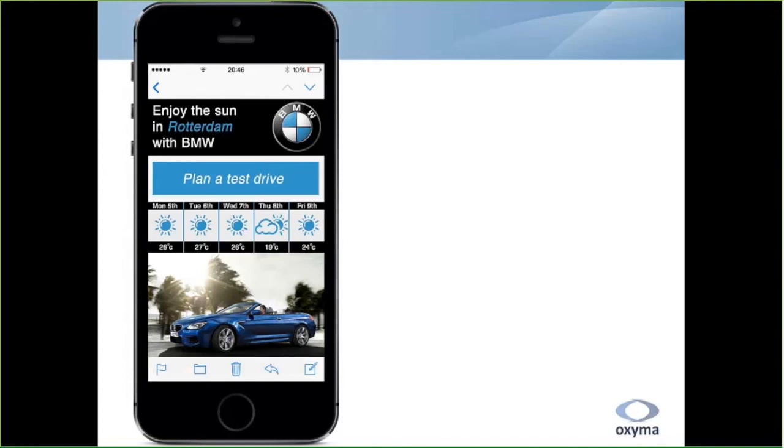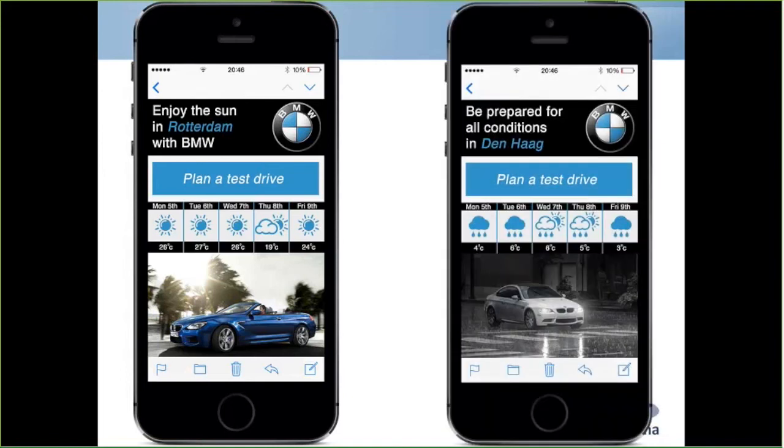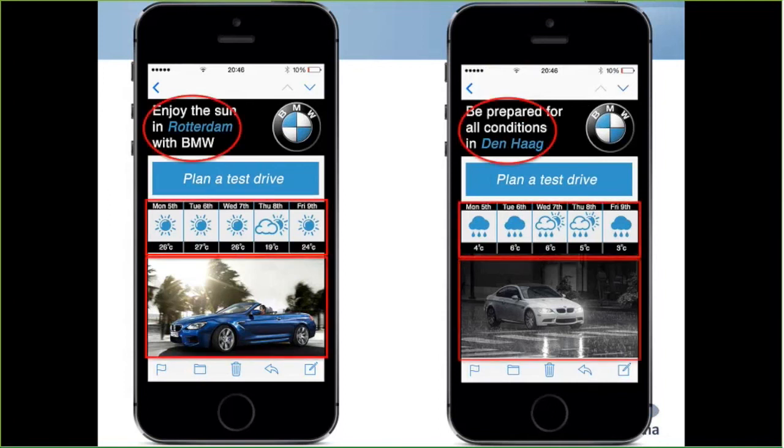In your area. Say this user opens the exact same mail in Dunha, where it's going to be raining all week. You can show them a BMW in the rain, changing the content, changing the text, saying to be prepared for all conditions. So the different things in this mail that are personalized at open using geo-targeting are obviously the text, the weather forecast, and the images. This makes the mail not only much more personal to the person, but also to the conditions where that person is at that moment.